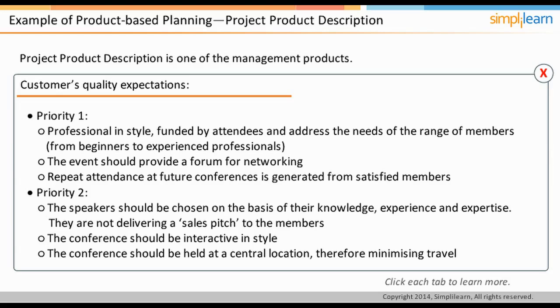The second priority customer quality expectations are the speakers should be chosen on the basis of their knowledge, experience, and expertise as they are not delivering a sales pitch to the members. The conference should be interactive in style and the conference should be held at a central location, therefore minimizing travel.